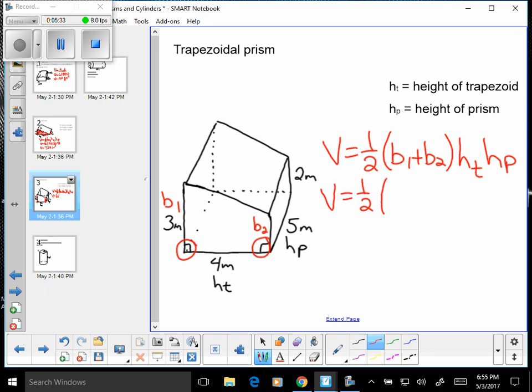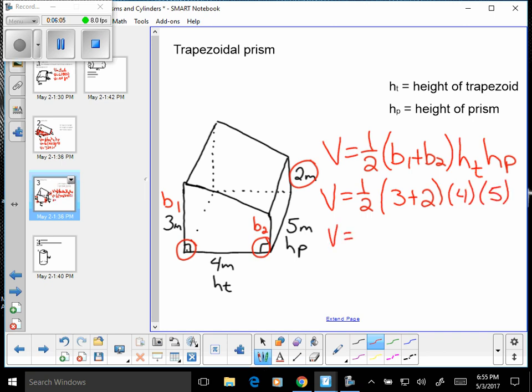Now because addition is commutative, you could do it the other way around if you want to, and call the 3 B sub 2 and the 2 B sub 1. So in this case, B sub 1 for me is going to be 3, and B sub 2 is going to be 2, right up here. Now the height is what ends up being perpendicular to the bases, so that's going to be 4. And the height of my prism is going to be 5.